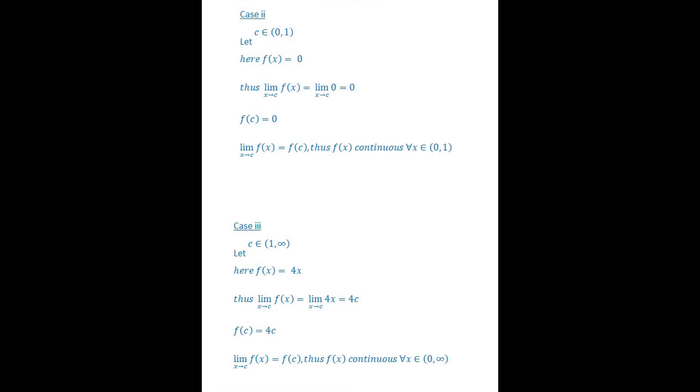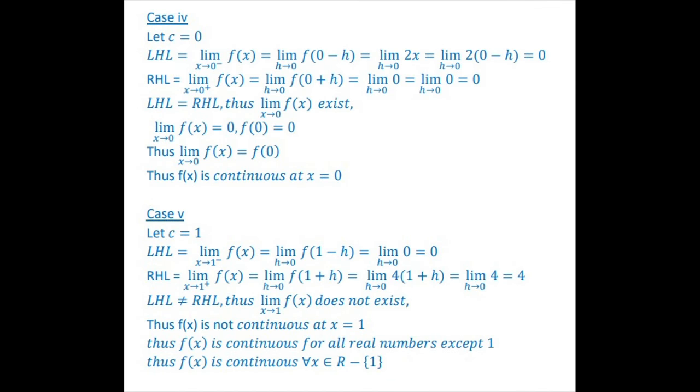And case 3, if it is more than 1, for all x greater than 1, we'll have f of x equal to 4x. Again, it's a continuous function, but when you find the limit as x tends to c, f of x is 4c, and f of c is also 4c, thus the function is continuous. Thus we can prove that apart from the points 0 and 1, the function is continuous everywhere. Now we will check the continuity at x equal to 0 and x equal to 1.